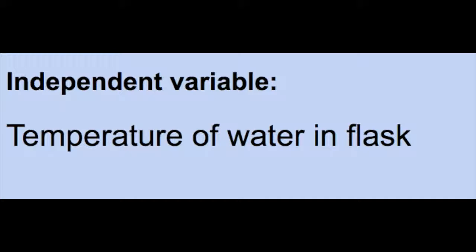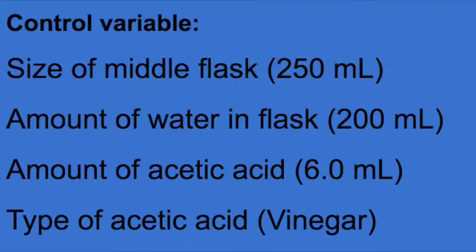The one and only independent variable was the temperature of water in the flask. However, in this lab, there were several controlled variables. Some of the controlled variables were the size of the middle flask, which was 250 milliliters, the amount of water in the flask, which was 200 milliliters, the 6 milliliters of acetic acid, and our choice to use vinegar as the acetic acid.